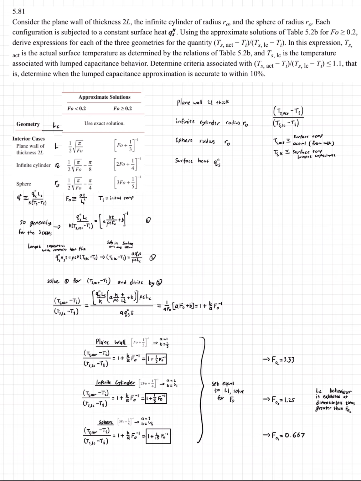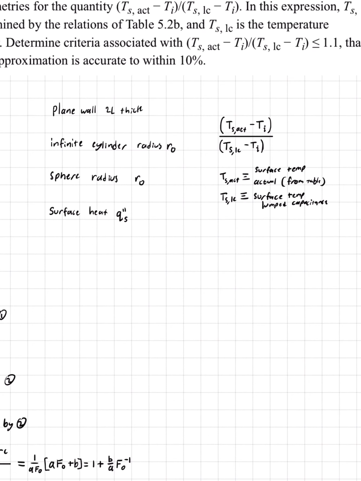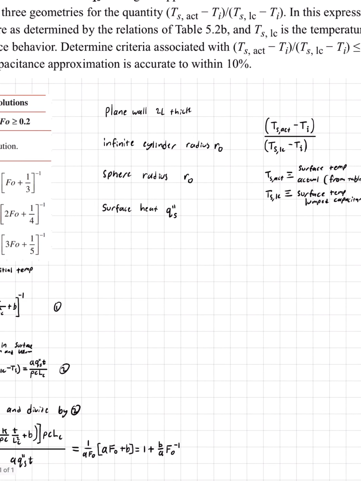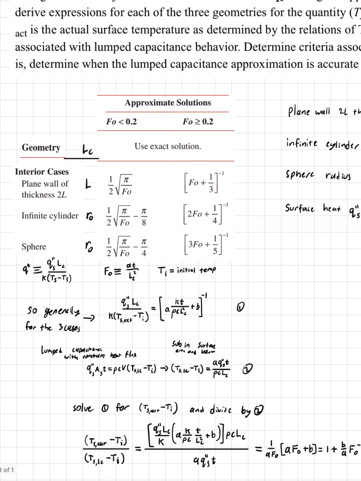So here I just pulled out the information from the question for reference while working through the problem. Over here I've included excerpts from the table that was referenced in the question. For the three different cases we're given the approximate solutions for Fourier number less than 0.2 or greater than or equal to 0.2. For this question we only care about the approximate solutions for Fourier number greater than or equal to 0.2. I've also added in the characteristic length for each scenario, for quick reference.